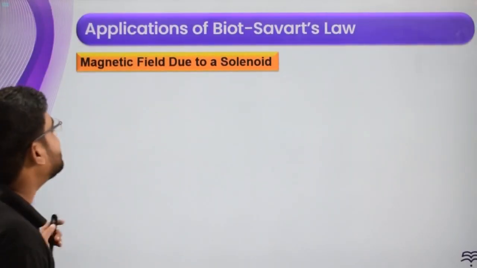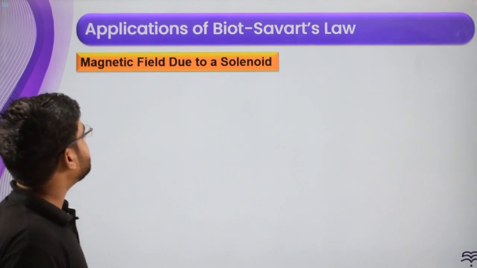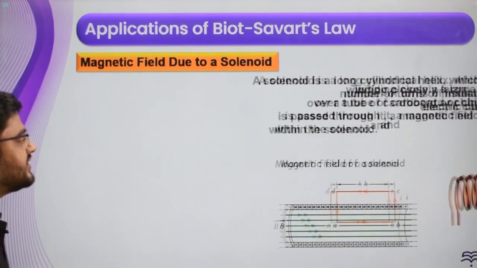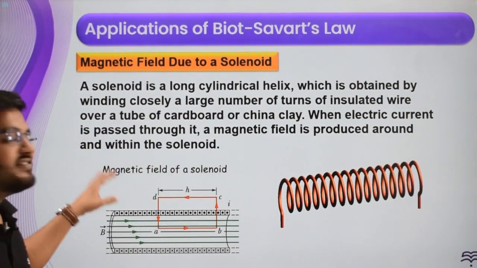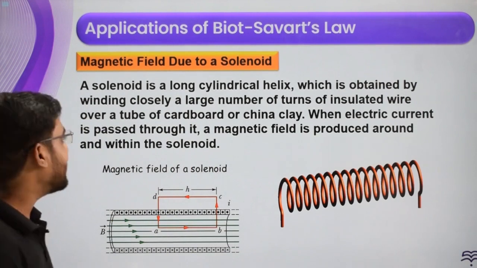So this is our next application of Biot-Savart's law. Here we are going to derive the expression for magnetic field due to a solenoid. So first, what is a solenoid? A solenoid is a long cylindrical helical structure, like a spring.